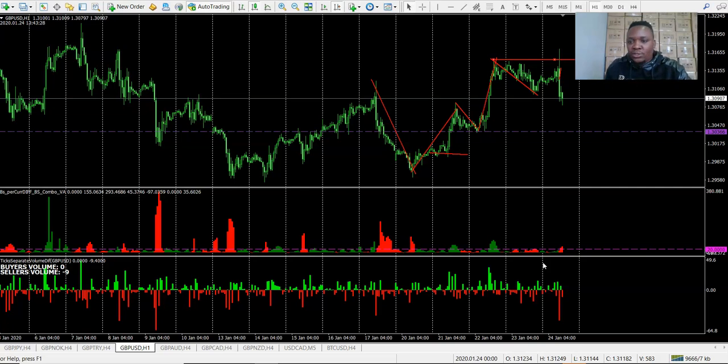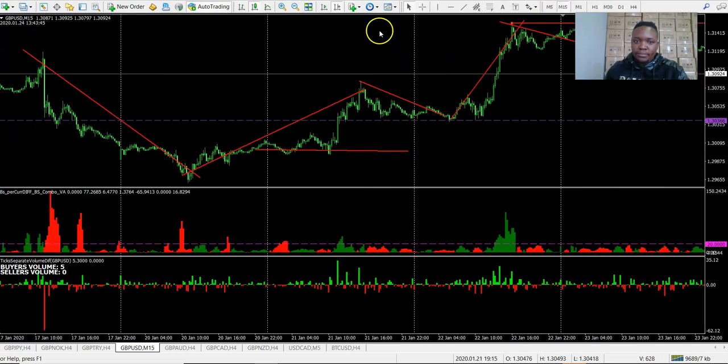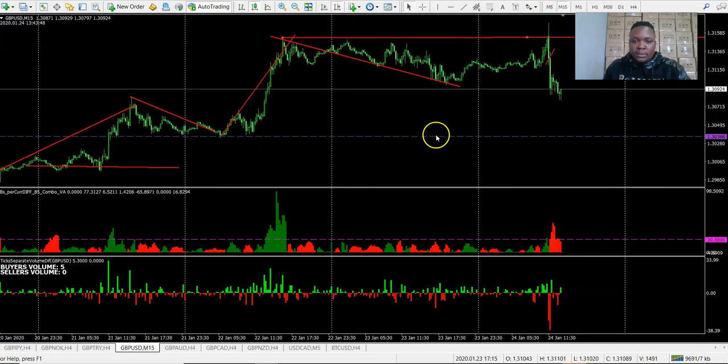Let's look at this trade setup that happened today on GBP USD. The date is the 24th of January 2020. So this trade actually did set up today in the morning. These are the type of trades that you need to look out for. Now let me show you exactly what happened in this particular trade.